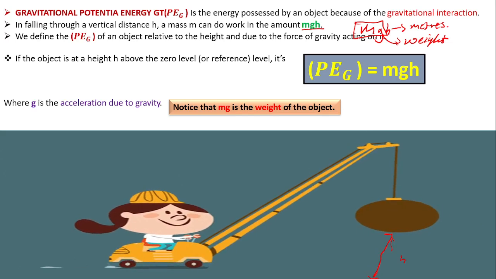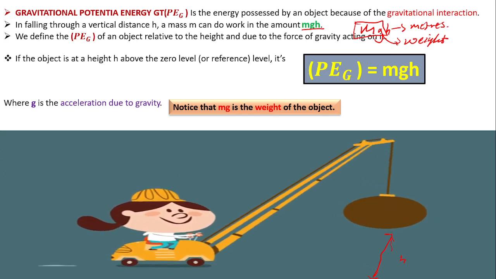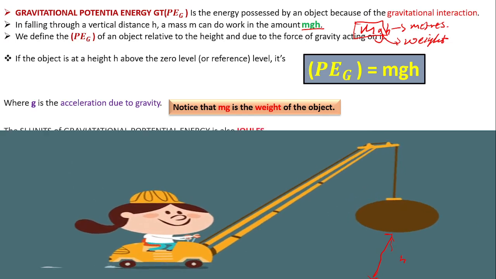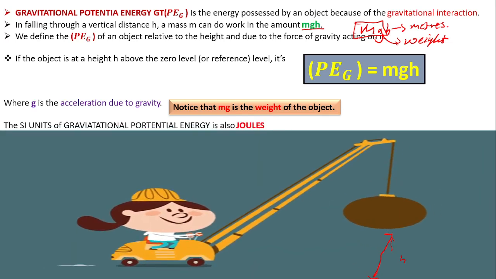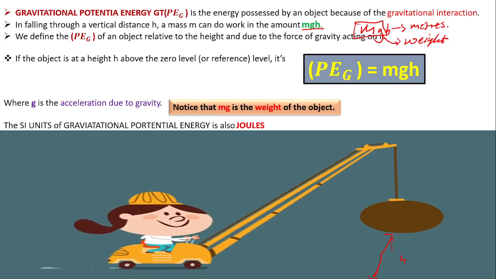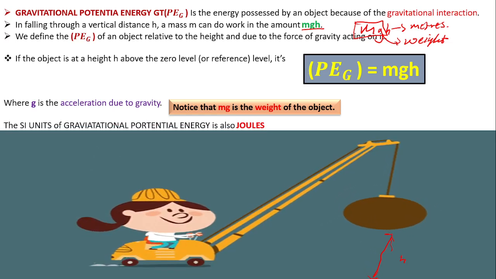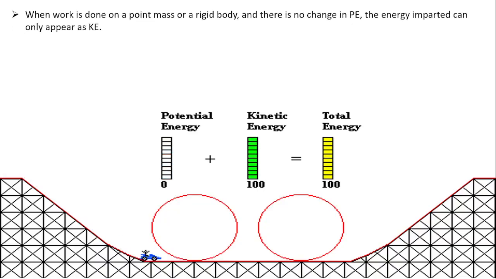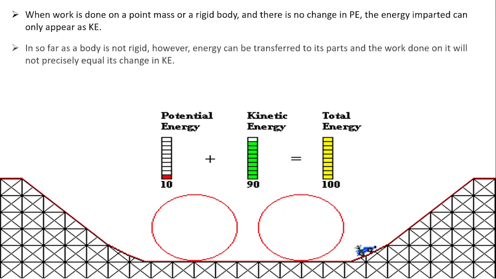All right. Okay. Let's quickly move on and look at the other parts that you need to take note of. So the SI unit of gravitational energy, just like kinetic energy, is just the joule. So when work is done on a point or a rigid body and there is no change in potential energy, the energy imparted can only appear as kinetic energy.